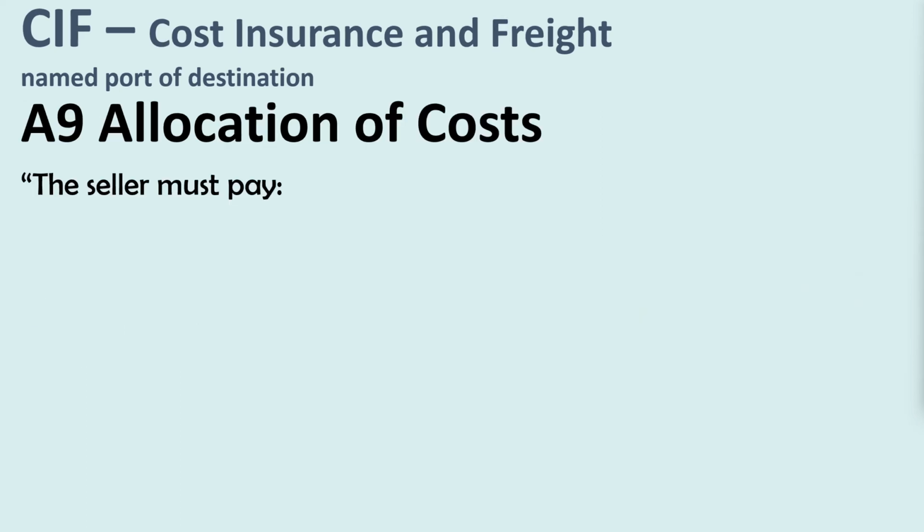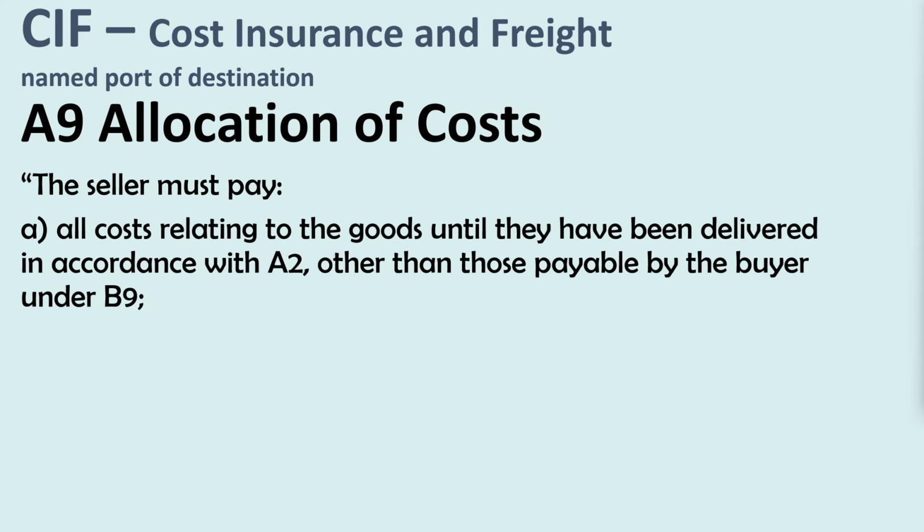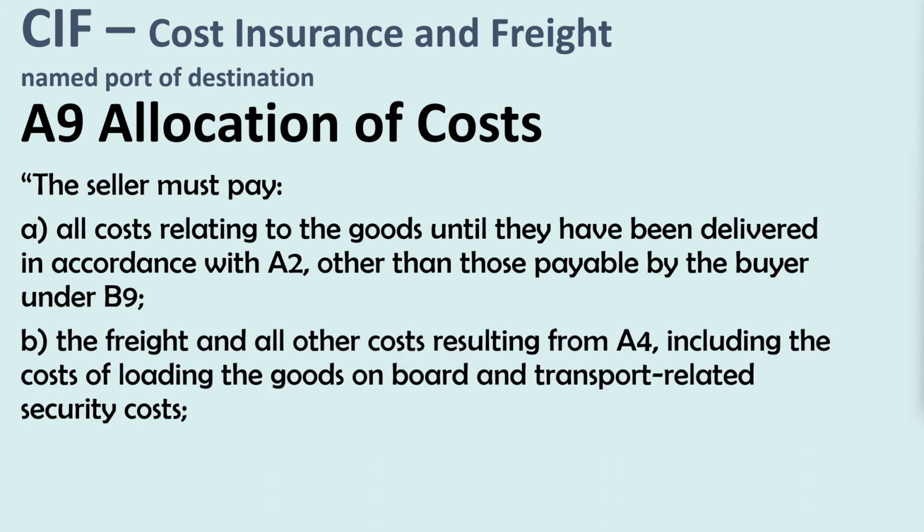So now we'll go to the allocation of costs. The seller must pay A. All costs relating to the goods until they have been delivered in accordance with A2, other than those payable by the buyer under B9. The seller must pay B, the freight and all other costs resulting from A4, including the costs of loading the goods on board and transport-related security costs.